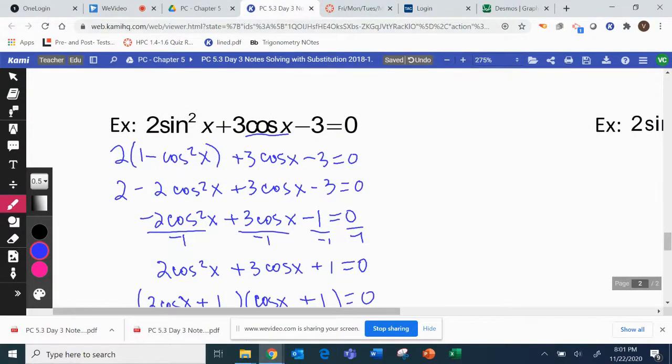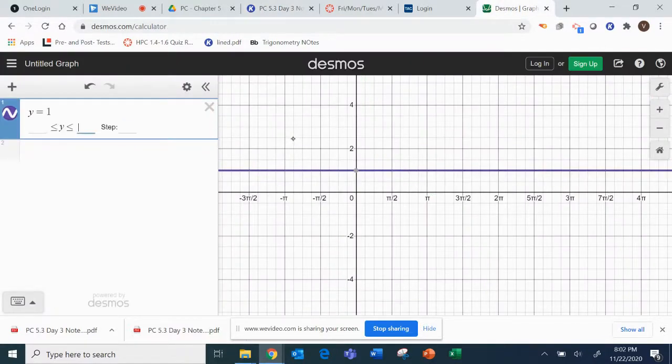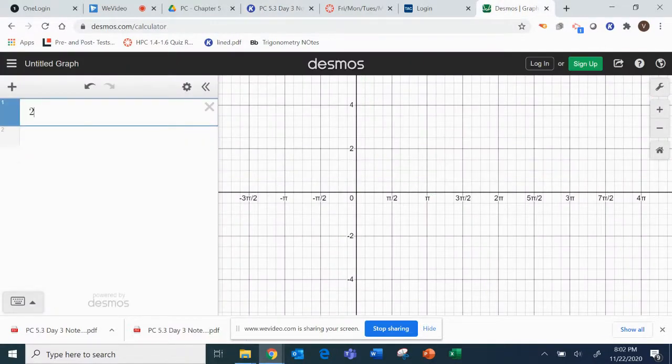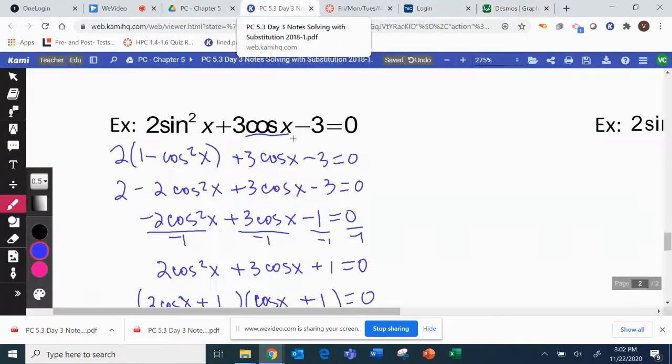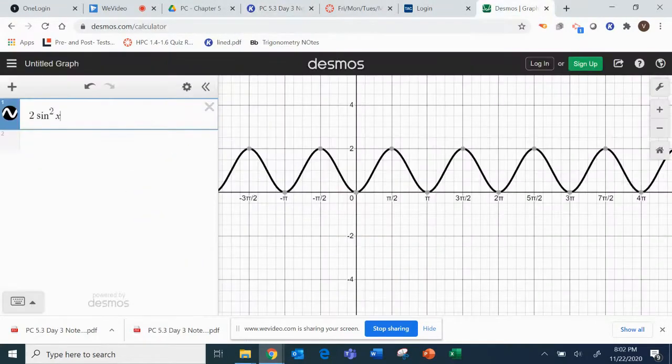2 sine squared x plus 3 cosine x minus 3. Sine squared x plus 3 cosine x.